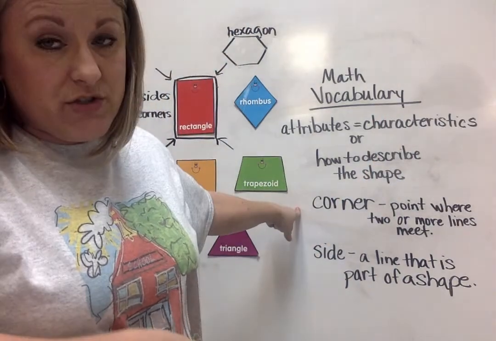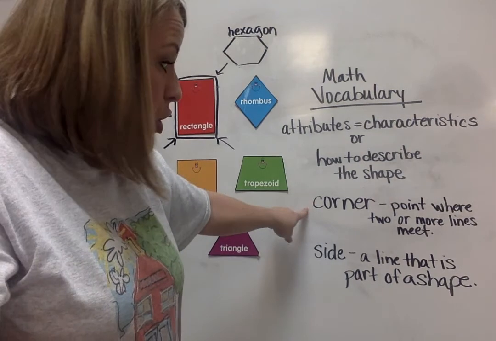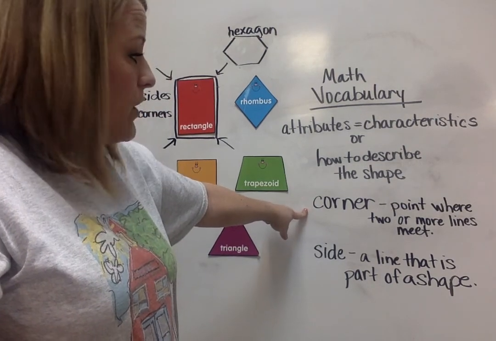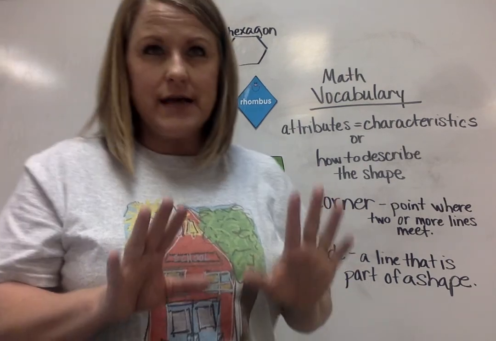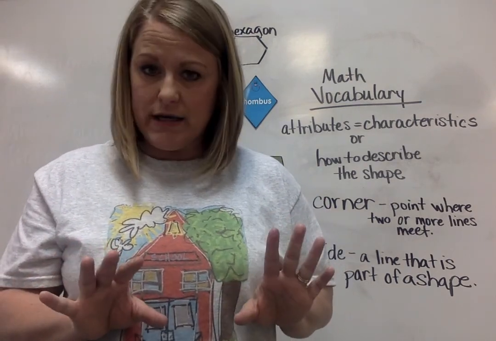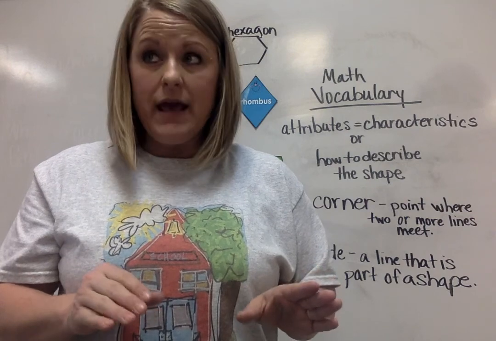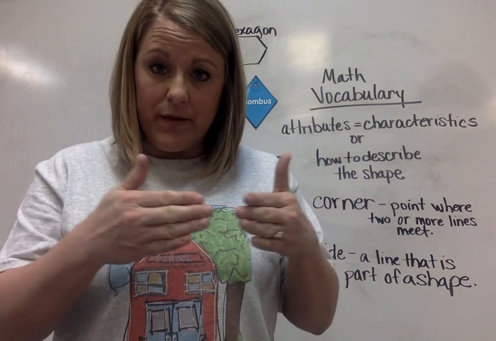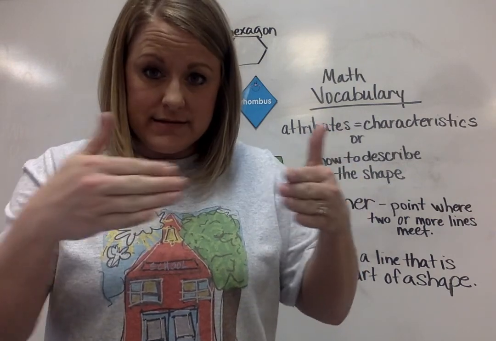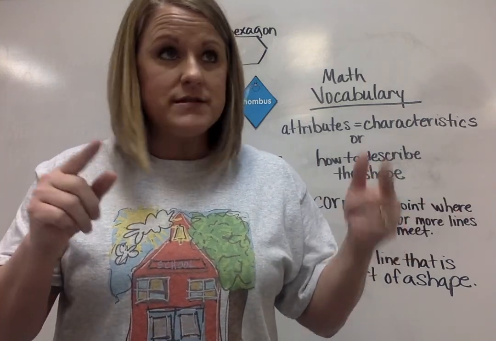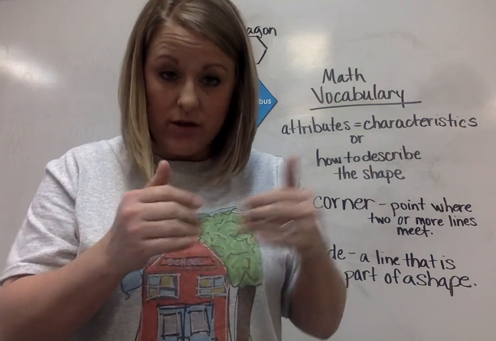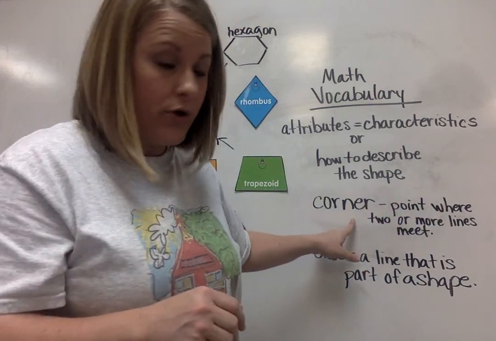Some of the attributes that we're going to describe are going to be a corner, a point where two or more lines meet. I want you to stop right there, look around the room that you're in, or think about your classroom and the walls where they meet together. Two lines meet together and they make a corner. Find a corner in your house and just look at it. That's the two walls. That's what we're talking about here, a corner.